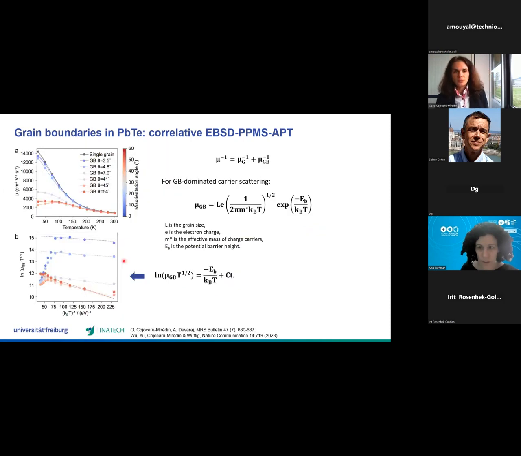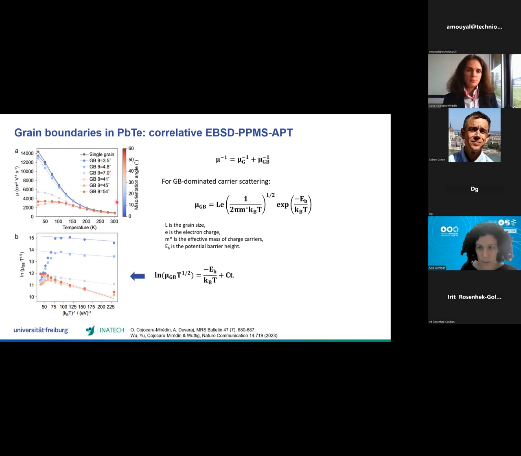So these are the results we have obtained. We have the mobility versus the temperature, and we have done this characterization for different types of grain boundary with different misorientation angles. From material science, we know that when we have a misorientation angle above 15 degrees, they are called high angle grain boundaries, and below 15 degrees, they are called low angle grain boundaries. And as I said before, low angle grain boundaries are defined by a dislocation array.